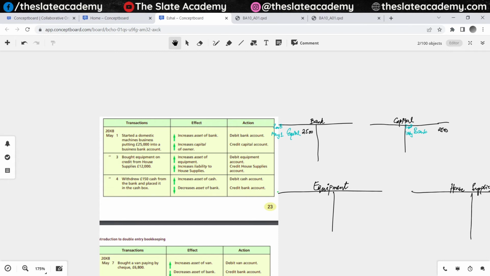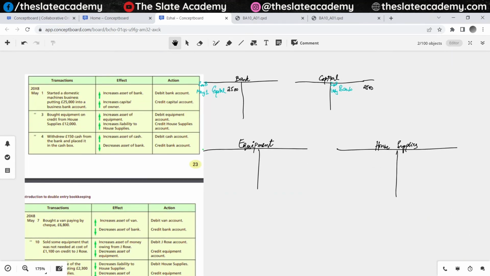I write T below it, meaning I make a T account. The equipment will be debited because the asset is increasing by how much? By 12,000. So on the debit side, I write 12,000.